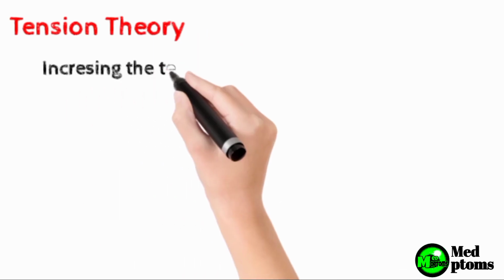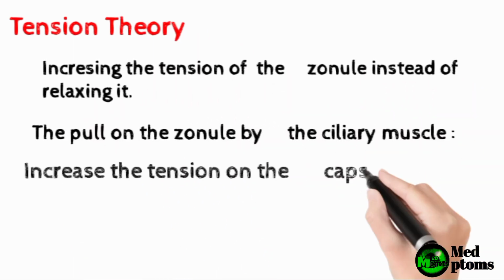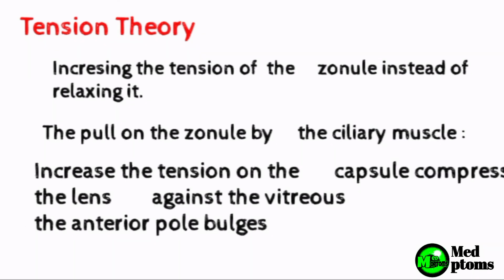Next one, tension theory. Tension theory is also like the relaxation theory, but this theory is based on the active tension on the zonular fibers present in the ciliary body.